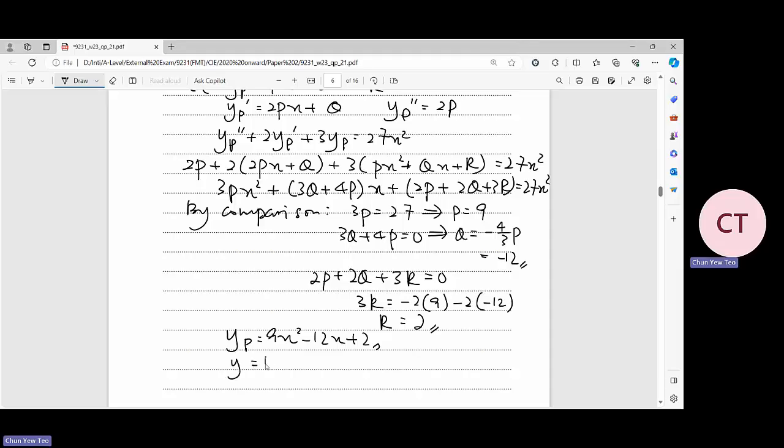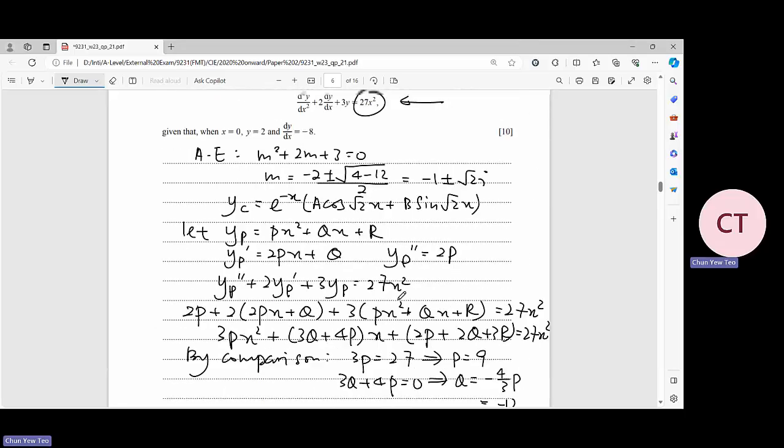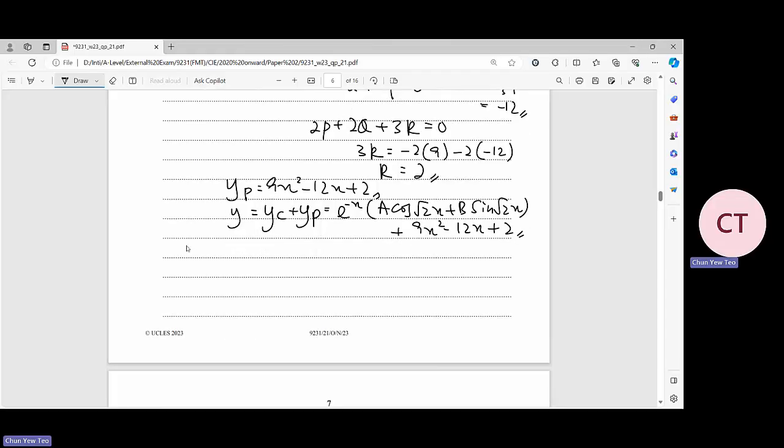Your general solution will be yc plus yp. Then it will be e to the power of negative x times (a cos root 2 x plus b sin root 2 x) plus 9x squared minus 12x plus 2. That will be your general solution. But the question gives you some initial values here, so we need to make use of this information in order to find the unknown a and b. So we need to find dy/dx first.